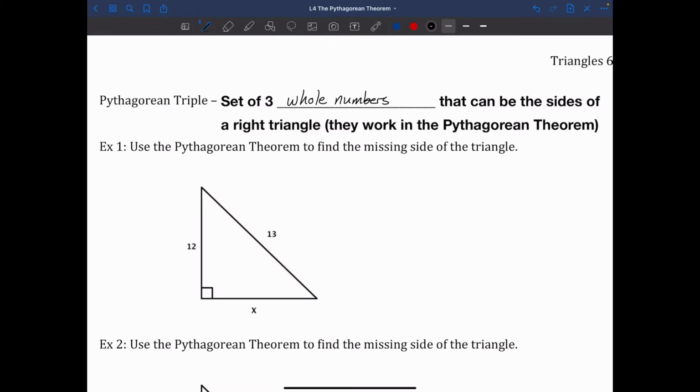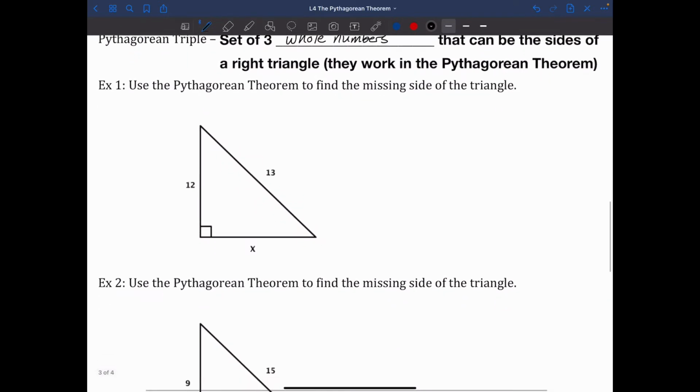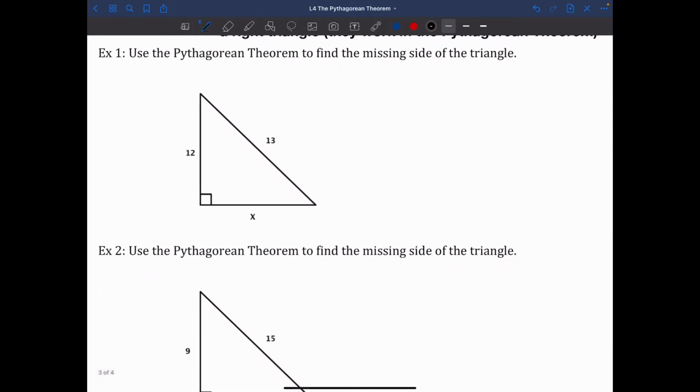If we wanted to find the missing side of this triangle using the Pythagorean theorem, let's take a look. We already know the hypotenuse, so this is going to be our c in the equation. The other two, the 12 and the x, are going to be our a and our b. We're not going to use a, b, and c, but just to equate it to what we were talking about earlier, it's a squared plus b squared equals c squared. So one leg squared plus the other leg squared gives you the hypotenuse squared.